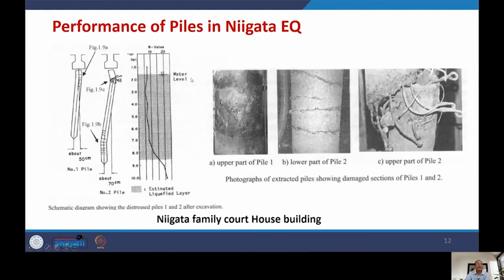So in this case, on the left hand side, the details of the piles are shown. There are 2 piles, number 1 pile and number 2 pile, right? And then the soil profile is given here. This shadowed part is the liquefiable layer, which is quite deep. What you could see in this case, N values are varying 10, 20, and this is the water level. So below the water level, because above the water level there is no point of considering liquefaction. Below the water level, where the N value is less, liquefaction occurs.